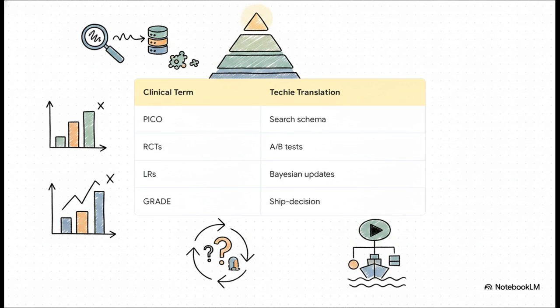When you hear randomized controlled trials or RCTs, just think of them as highly rigorous A/B tests. Likelihood ratios in diagnostic testing? Actually, those are just Bayesian updates based on prior probabilities. And GRADE, used for clinical guidelines, maps beautifully to evaluating your test coverage versus making a final ship decision. By bridging this gap, the whole clinical evidence pyramid suddenly becomes incredibly accessible.